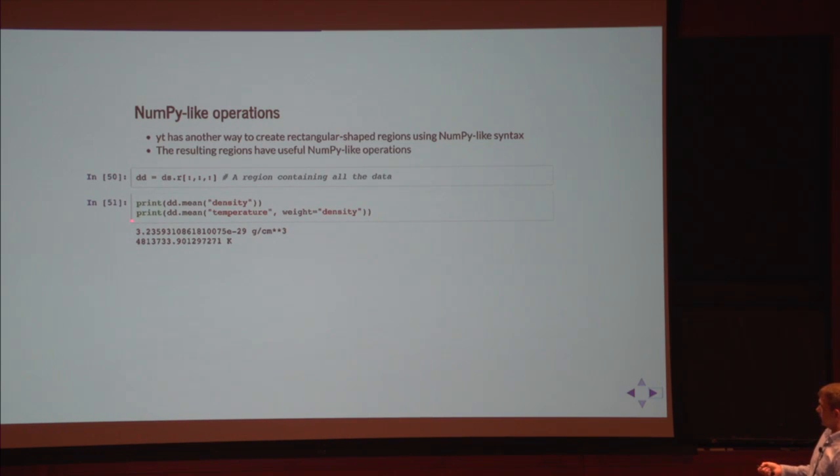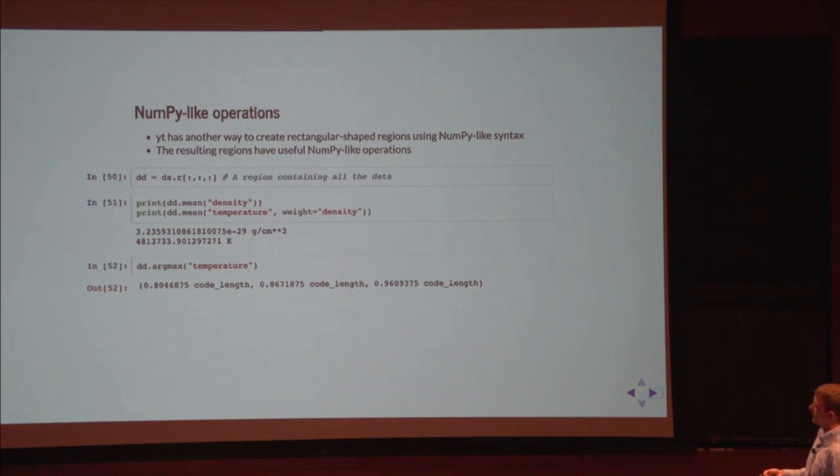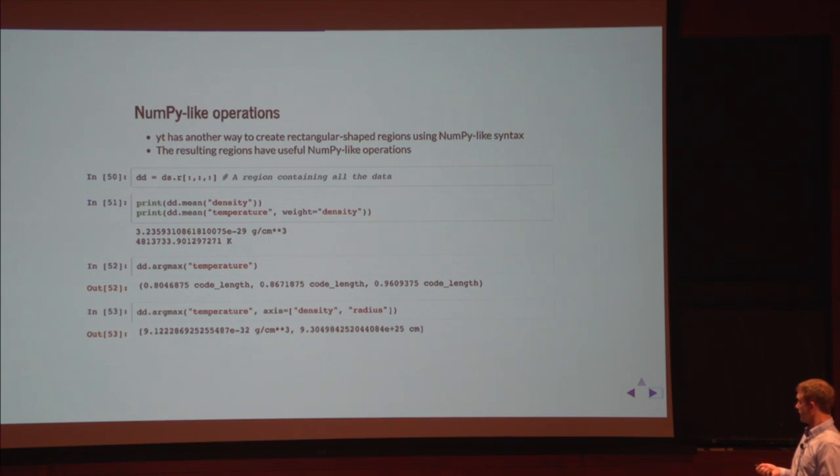And then I can do operations on it. So dd.mean density gives me the mean density. dd.mean temperature. I can also give it a weight argument, and it will give me the mass weighted temperature. dd.argmax: in numpy, argmax on an array gives you the indices of the maximum value of the array, but in YT it gives you actually the coordinates of the maximum value, which would be more useful in this case. But if you wanted to know what the values of other things were at that point, you could just do axis, density, and radius, and it would tell you what the density and the radius were of the cell that had the maximum temperature in this case.